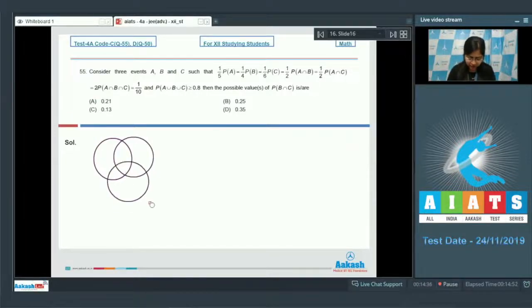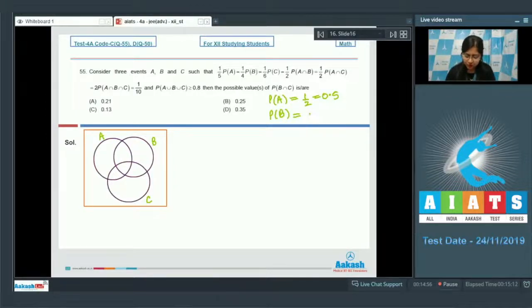Let us solve this with the help of Venn diagram. Let us say these are the events A, B and C. Now it has been given that P(A) is equal to 1 by 2, P(B) is equal to 4 by 10, that is 0.4, P(C) is equal to 0.6, probability of A intersection B is 0.2, probability of A intersection C is also 0.2, and probability of A intersection B intersection C is equal to 0.05. So here it can be seen this is 0.05.